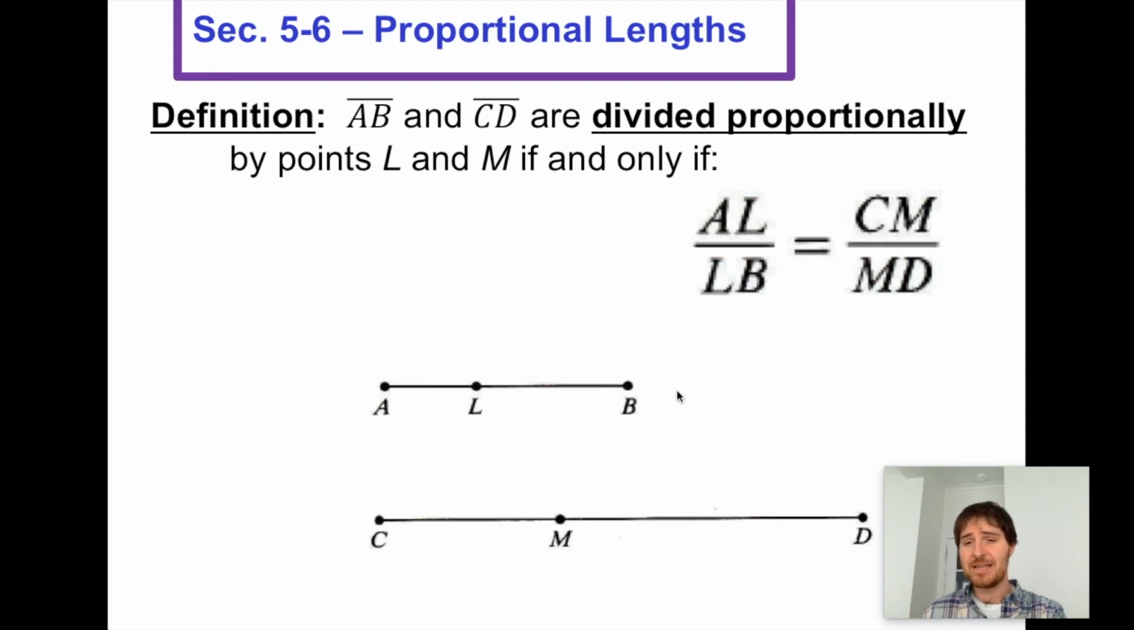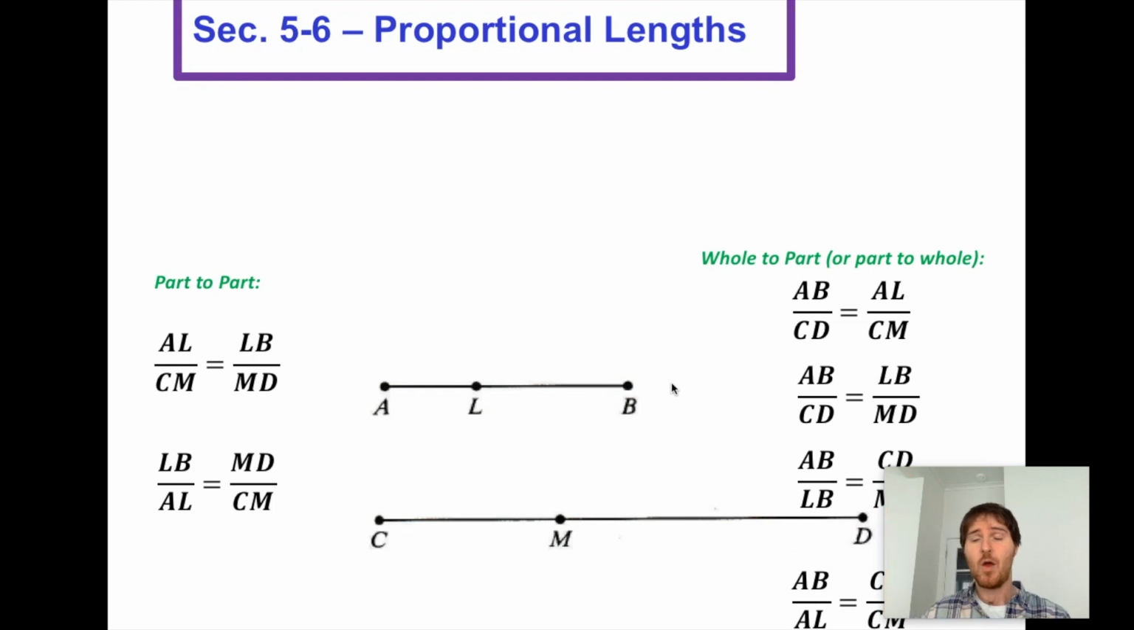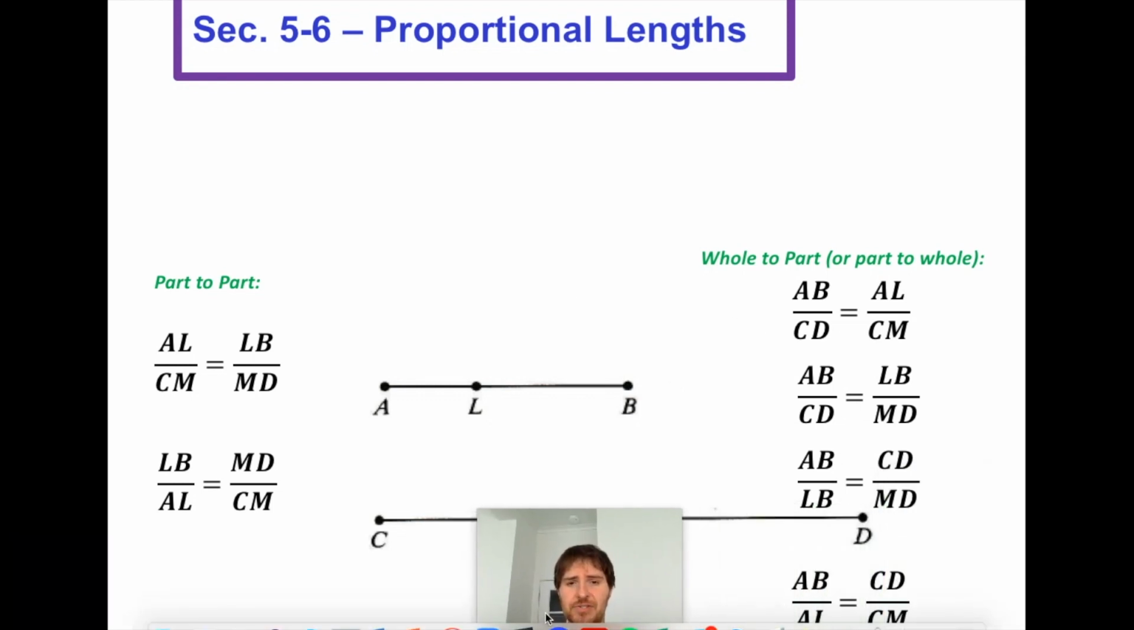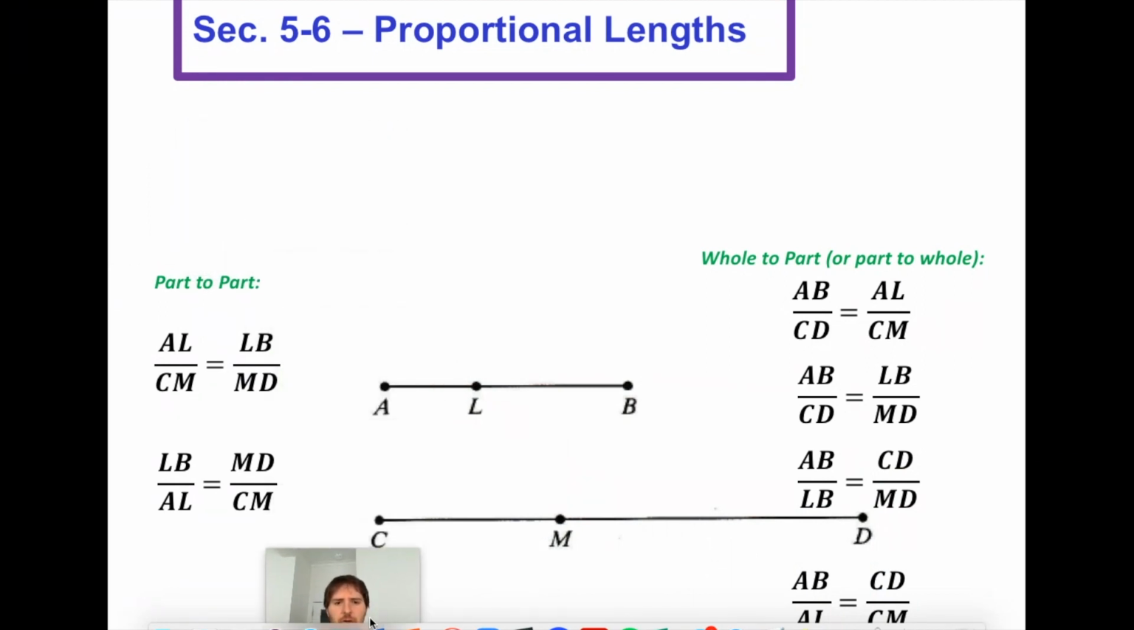There's an extension of this that I'm going to tell you about now, which connects to what you saw at the beginning in all those proportions. We have a whole bunch of other stuff that we are actually allowed to say here, in addition to that original AL to LB equals CM to MD. That's the idea of L and M dividing AB and CD proportionally: AL over LB equals CM to MD.